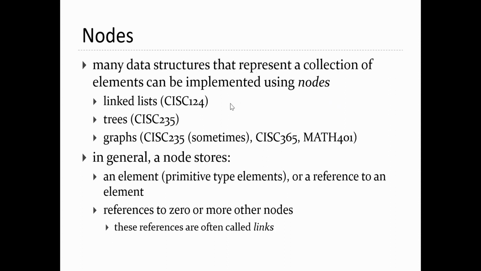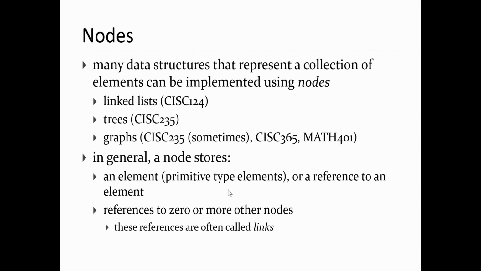I'm going to show you how to implement a linked list later in the course. When you take your data structures course, CISC 235, you're going to run into these things called trees. Trees are just collections of nodes. You may run into these things called graphs, which are also just a bunch of nodes. CISC 365 is the algorithms course, and that will also tell you about graphs. Some of you might wander over to the math department and take Math 401, which is the course on graph algorithms. So there's a whole course that you can take that just talks about graphs. You could actually do this at the grad level too.